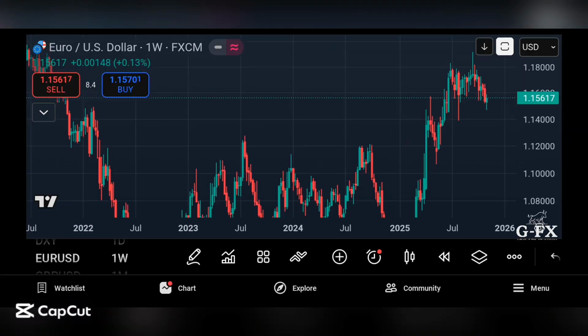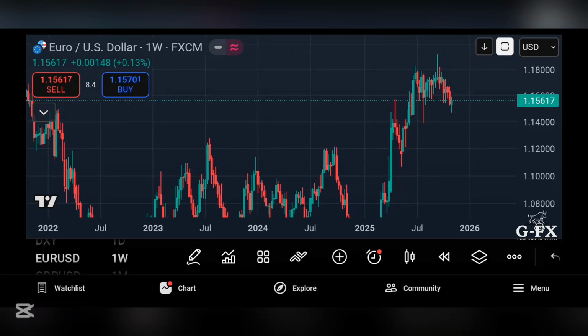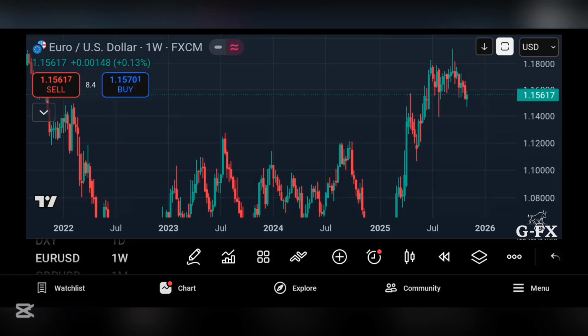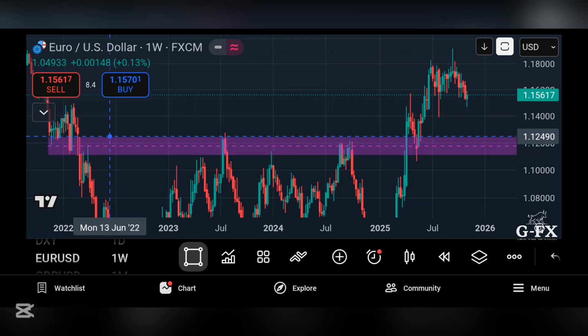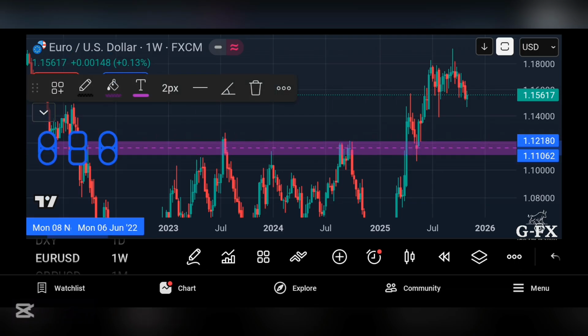Hello everyone, today we will be looking at Euro USD and I'll be providing my top-down analysis for next week. Here on the weekly charts, there was a strong resistance zone as you can see here.